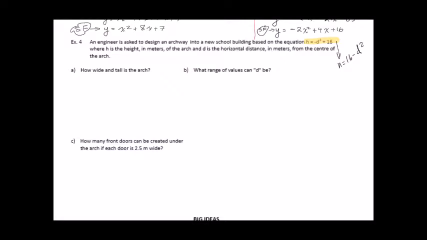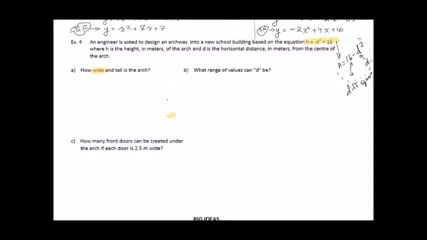Don't be afraid to rearrange your equations, because isn't this a perfect square? The square root of 16 is 4, and the square root of D squared is just D, right? So this is going to give us a difference of squares. So now, the big hint, when they ask you, how wide and tall is the arch? Well, we can figure out how wide this arch is by using the difference of squares to find the x-intercepts.